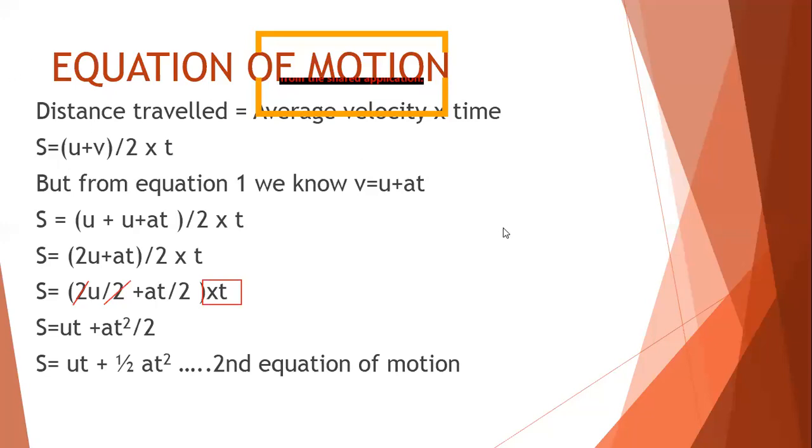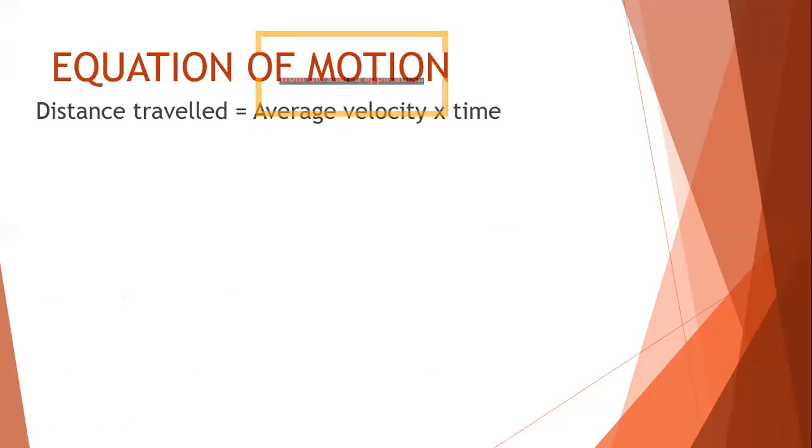Now let's look at the third equation of motion. Again, we are starting from the same relation. What is that? Distance traveled is equal to average velocity into time. So our equation still remains the same. Distance traveled is equal to average velocity into time. So what is average velocity? It is (U plus V) divided by 2 into time.